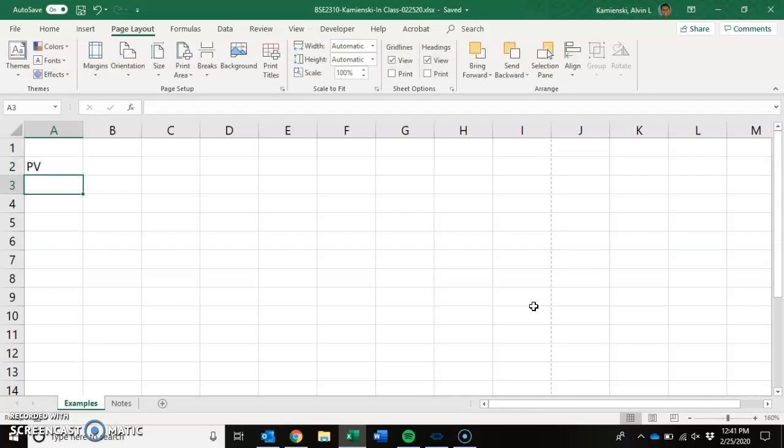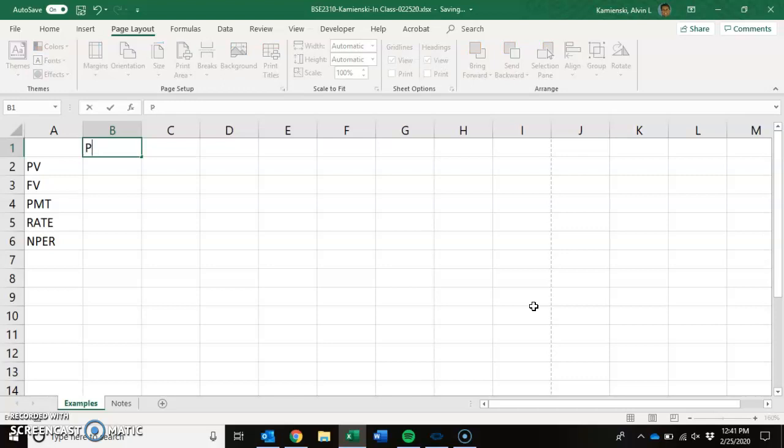Present value, PV, future value, FV, payment, PMT, rate and time, N per. Up here then, present value, future value, payment, rate, and time.